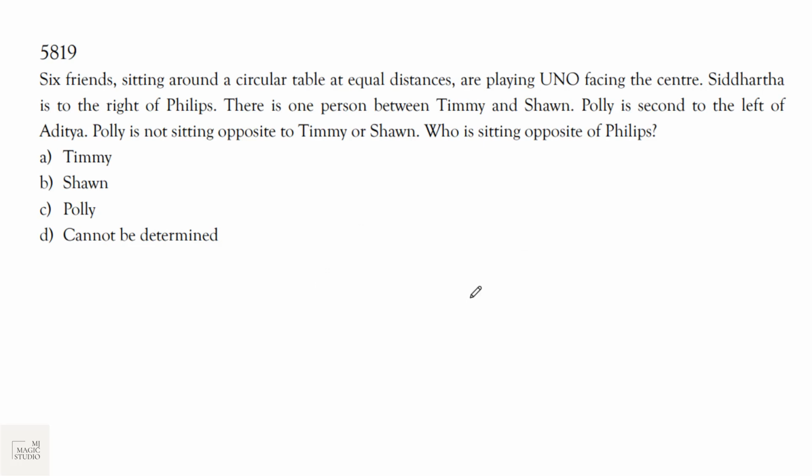Okay, one more from circular arrangements. 6 friends sitting around a circular table at equal distances are playing Uno facing the center. Siddhartha is to the right of Phillips. Let here be Phillips, right hand side. This is right hand side movement. Here is Siddhartha.